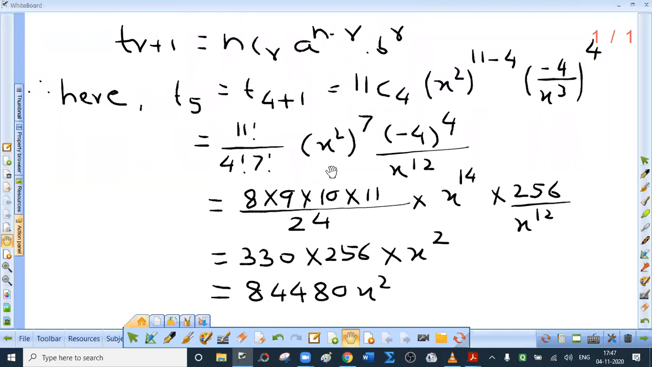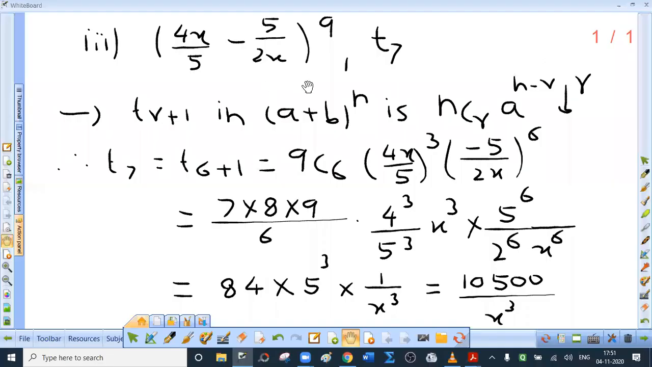See, we only found the fifth term. Third one, the seventh term in the expansion of (4x/5 − 5/(2x))⁹. Same logic. T(r+1) in (a + b)ⁿ is this. So here what is T7? Basically T7 is T(6+1). So 9C6, (4x/5)^(9−6), that is 3, times (−5/(2x))⁶.